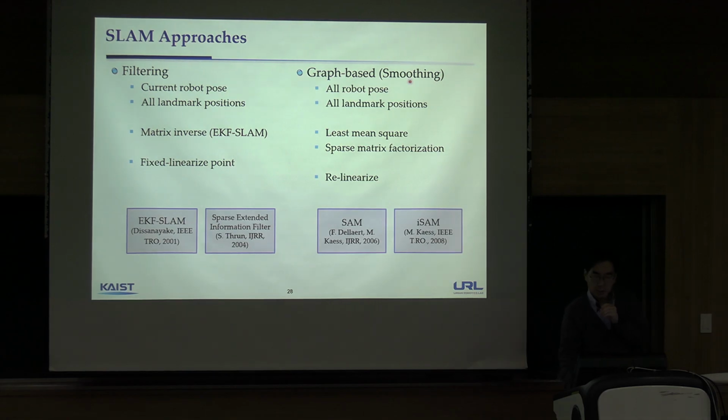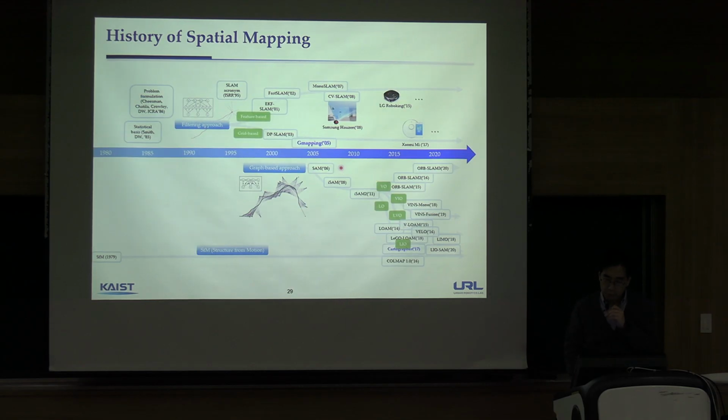But with the graph-based one, we can solve all robot poses. That means starting from the initial position up to the current position, we actually adjust all the previous positions. It requires a least mean square approach, and we have the nonlinear optimization. But it is quite robust because it utilizes the previous information also.